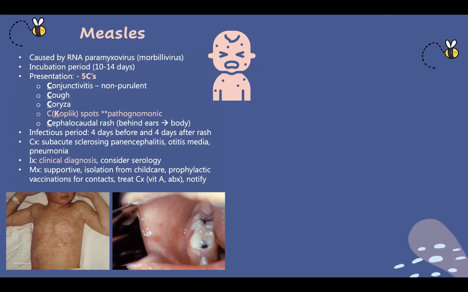There are certain complications that can happen, and the diagnosis is clinical. Maybe you can consider doing serology, and the treatment is mainly supportive. Isolation from childcare until 4 days after the rash. 4 days after the rash. Okay. Prophylactic vaccinations for people who've come into contact. And studies have found that vitamin A helps to reduce the risk of subacute sclerosing panencephalitis, as well as some of the other complications, as well as obviously antibiotics.